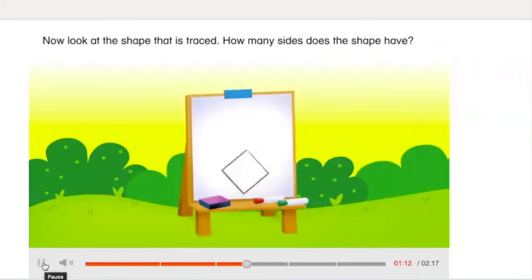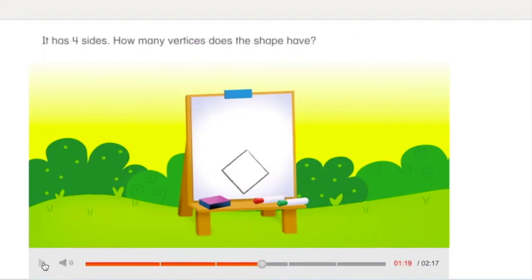Now look at the shape that is traced. How many sides does that shape have? It has 4 sides. 1, 2, 3, 4. It has 4 vertices, 4 angles. 1, 2, 3, 4. Are they right angles? Are they perfect corners? Like the corners of our rug or the corners in our classroom? What do you think? How do you know?